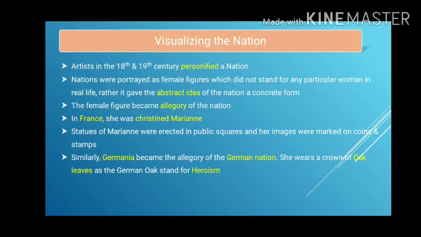Similarly, Germania became the allegory of the German nation. In visual representations, Germania wears a crown of oak leaves, as the German oak stands for heroism. The artist prepared the painting of Germania on a cotton banner, and this banner was hung from the ceiling of the Church of St. Paul, where the Frankfurt Parliament was convened in March 1848. You can see the image of Germania, the banner, where the picture of the Frankfurt Parliament is given in your book.